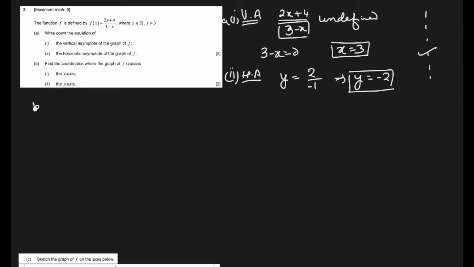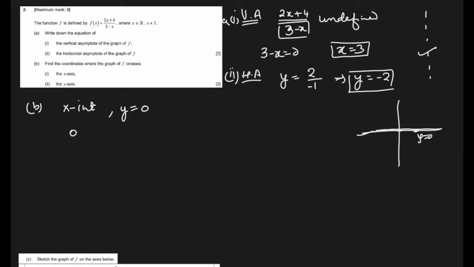B part: find the coordinates where the graph of f crosses the x-axis. In other words, x-intercept. So whenever we want to find the x-intercept, y is 0 on x-intercepts, right? If this is our Cartesian axis, if this is the x-intercept, definitely here y is equal to 0, isn't it? In this whole line, y is equal to 0. That's what we're going to do here.